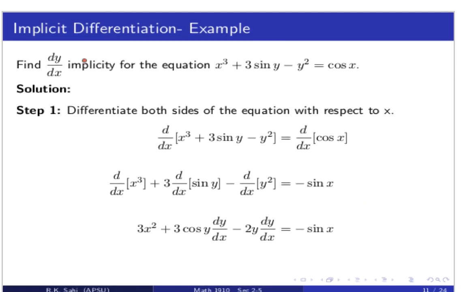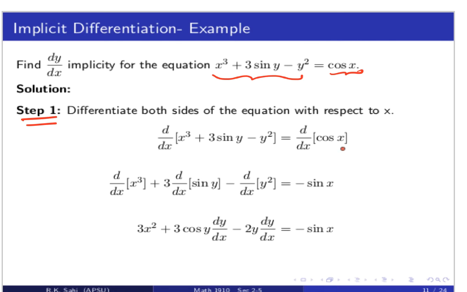Now it says find dy by dx implicitly for this equation: x cubed plus 3 sine y minus y squared equals cosine x. Now remember, step 1 will always be there. Step 1 is differentiate both sides of the equation with respect to x. That means you will write this expression and in front d/dx. Similarly, on the right hand side, d/dx of cosine x.